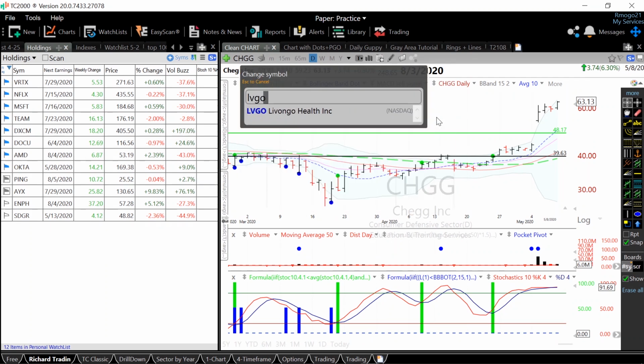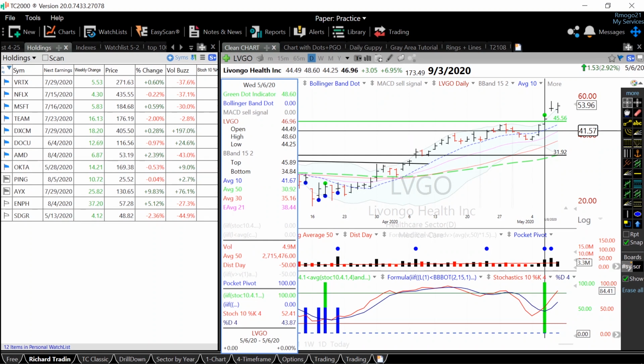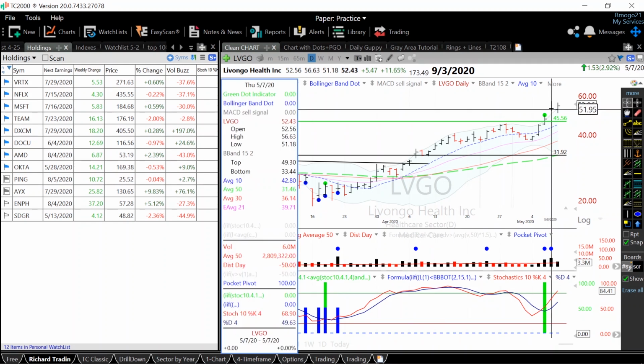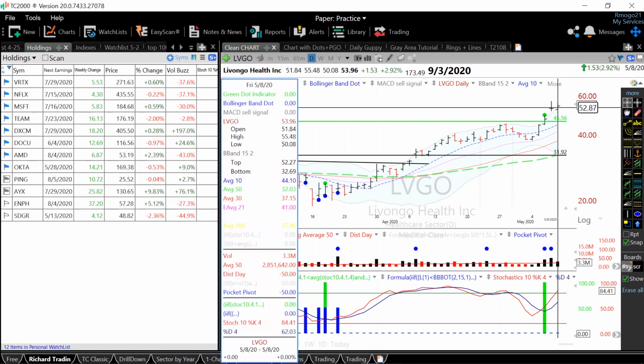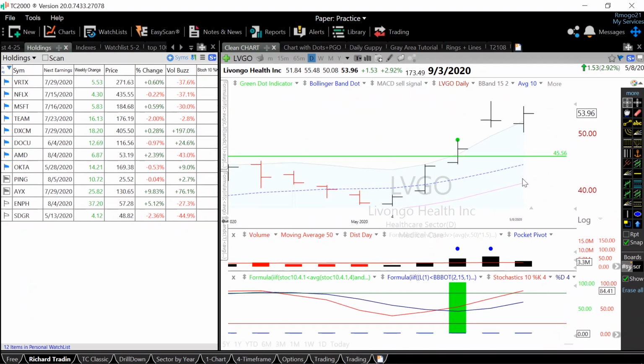And let's also talk about LVGO, which was on my watch list last week. It had a green line breakout the day before earnings. You also had a green dot on that day, huge volume coming in. And then the next day it closed strongly above it, up another 11.65%. And it's just kind of stalling up above it. And the sell signal for this is a close below the green line.